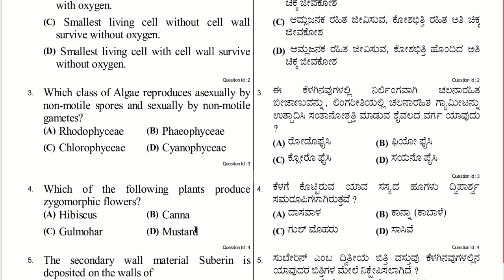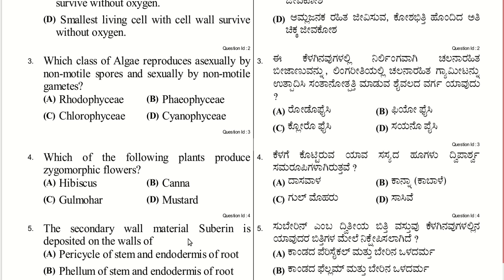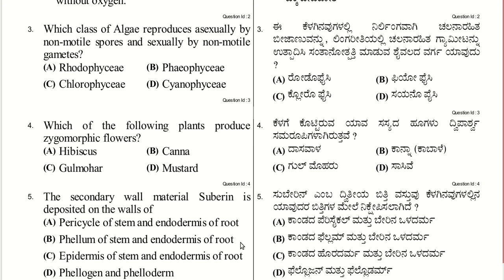The secondary wall material suberin is deposited on the walls of pericycle of stem and endodermis, or is it phellum of stem and endodermis of root? So the phellum of stem and endodermis of root, where suberin is deposited, is the right answer. So B is the right answer.